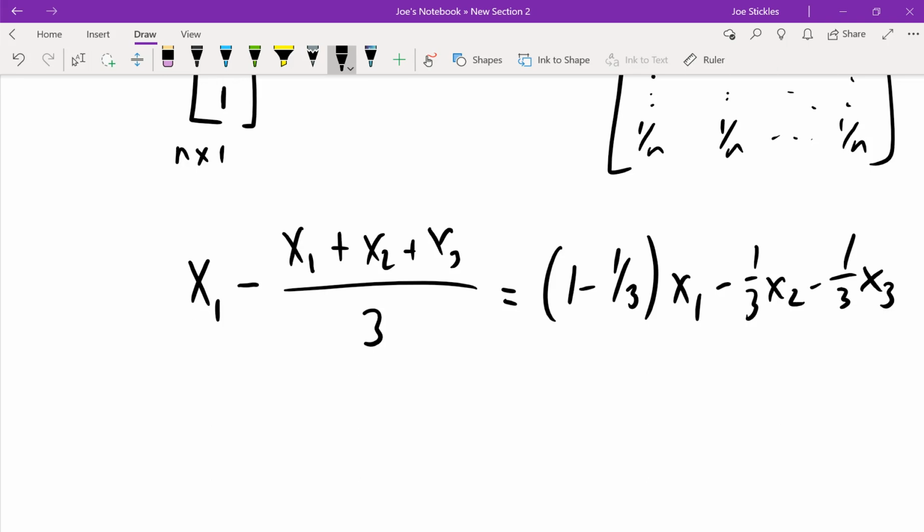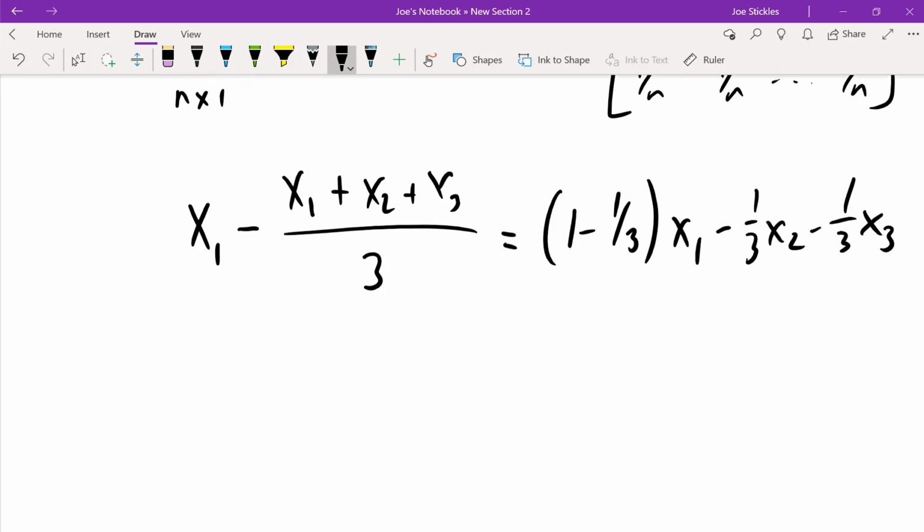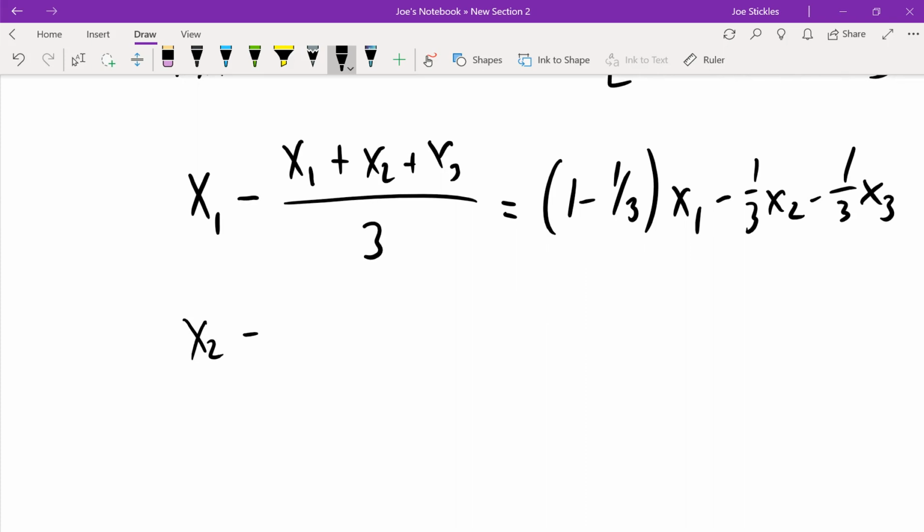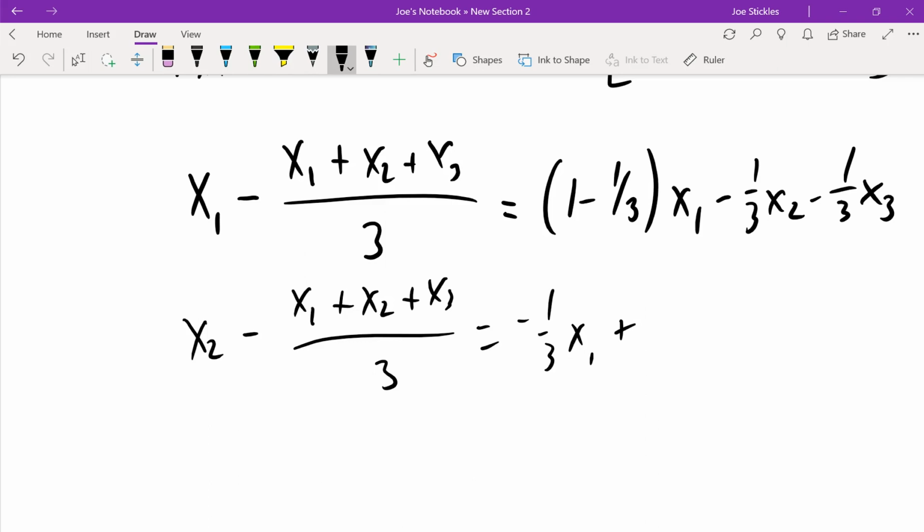Okay. If I did the same thing for x2, I would get negative 1/3 x1, and then plus 1 minus a third x2, and there's a reason why I'm leaving it like that, and then minus a third x3, right? And then likewise, if I did the last one, I would just shift that 1 minus 1/3 over to the other one. Do you agree with that?